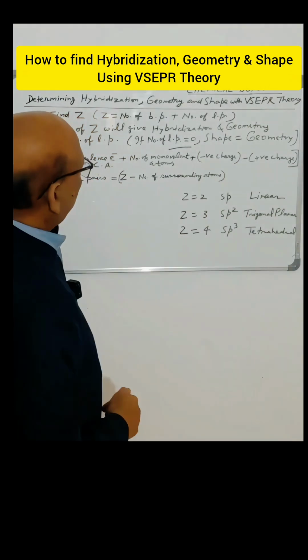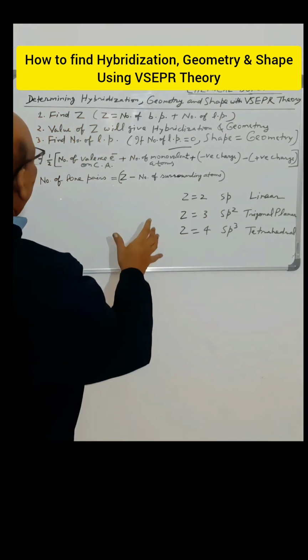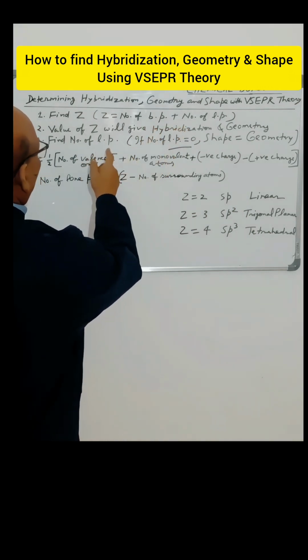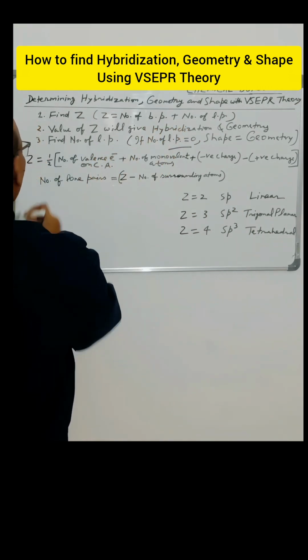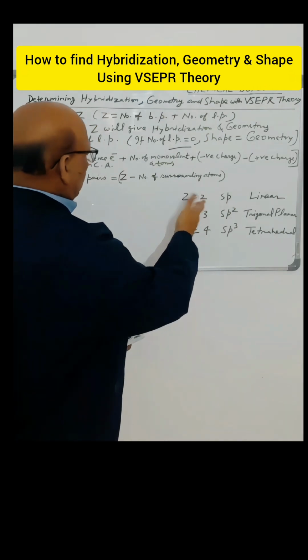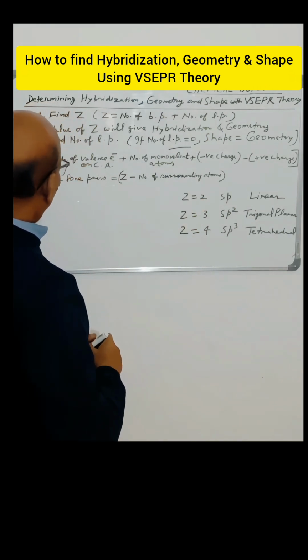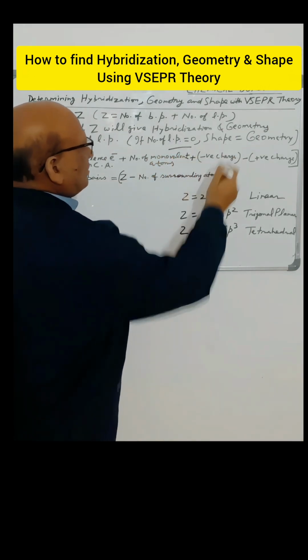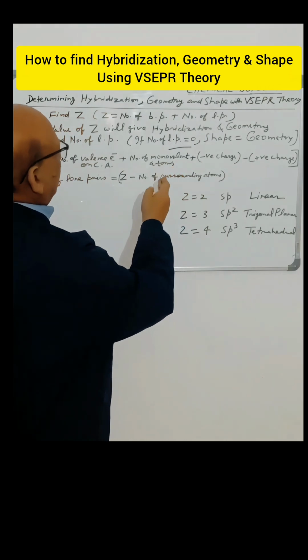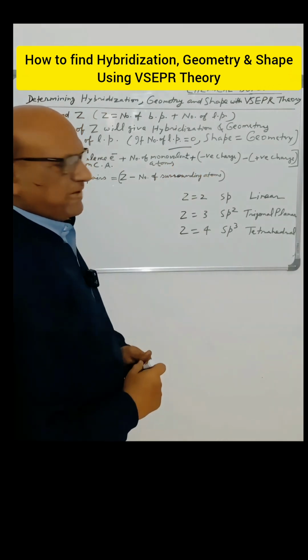So in this way we will get to know the geometry. Okay, then after that we will find the lone pairs, because we want to find the shape also. For that we need the number of lone pairs, and the number of lone pairs is given by z minus number of surrounding atoms, or we can say number of sigma bonds. So that will give us the number of lone pairs. Okay. And if the number of lone pairs is 0, that means there is no lone pair, then shape will be the same as geometry. And if there is a non-zero lone pair, say lone pair is 1 or 2, then shape will be different than geometry.